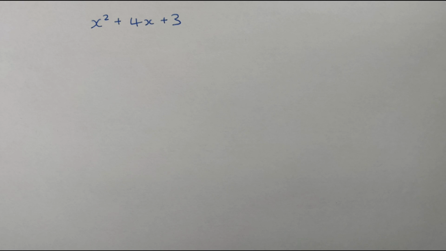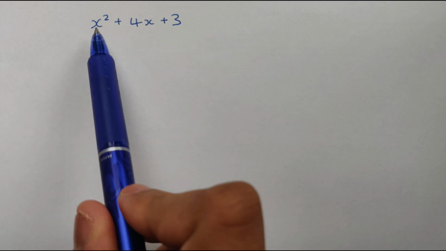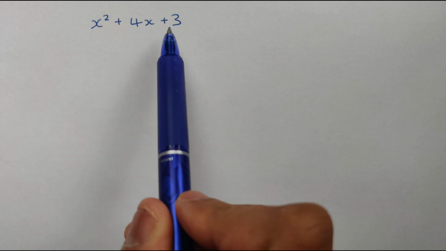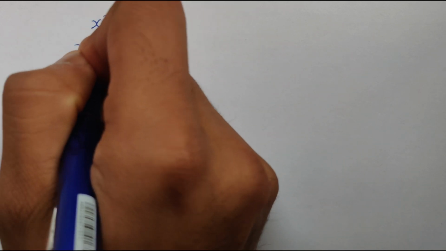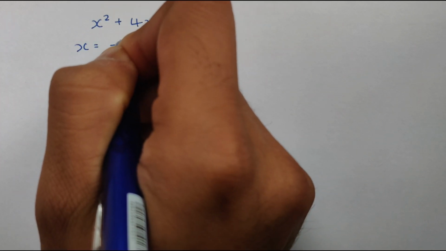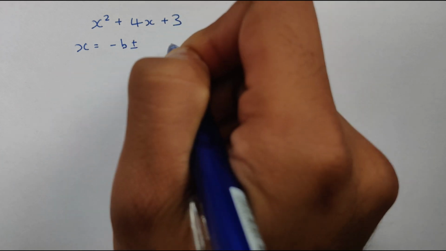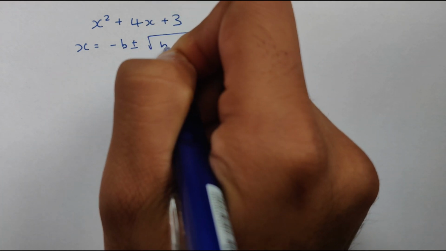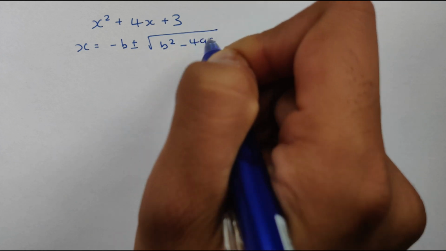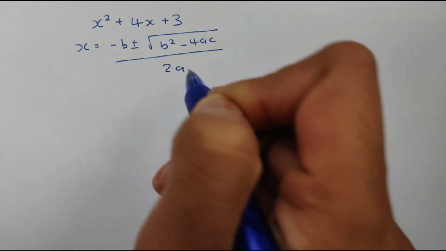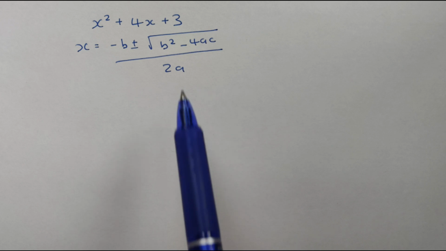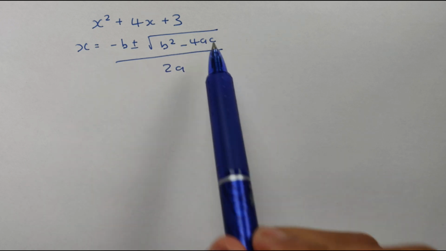Okay, let's work through our first example. The equation is x squared plus 4x plus 3. We know our quadratic formula is x equals minus b plus or minus the square root of b squared minus 4ac over 2a. Now we want to find the values of a, b, and c.